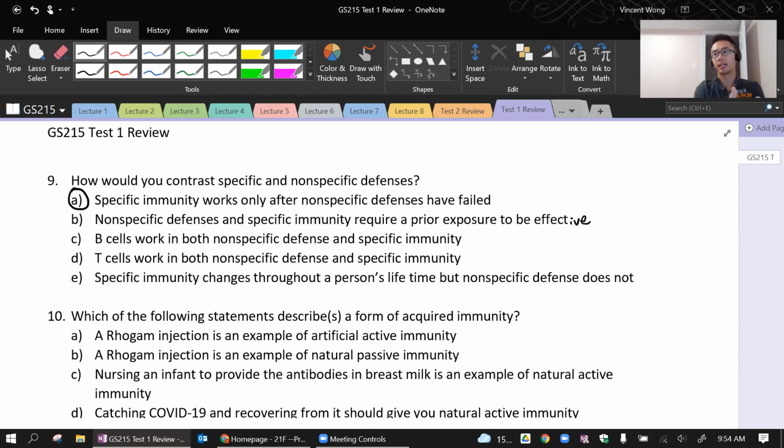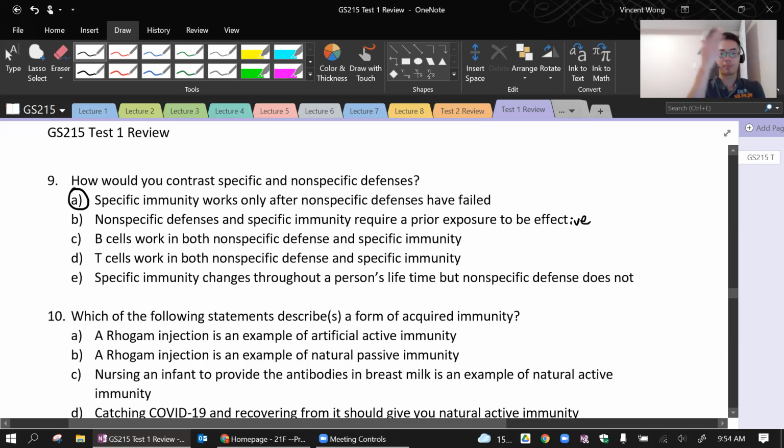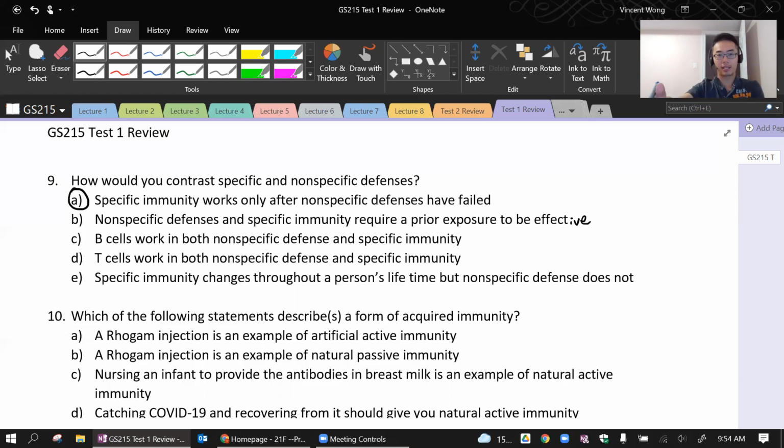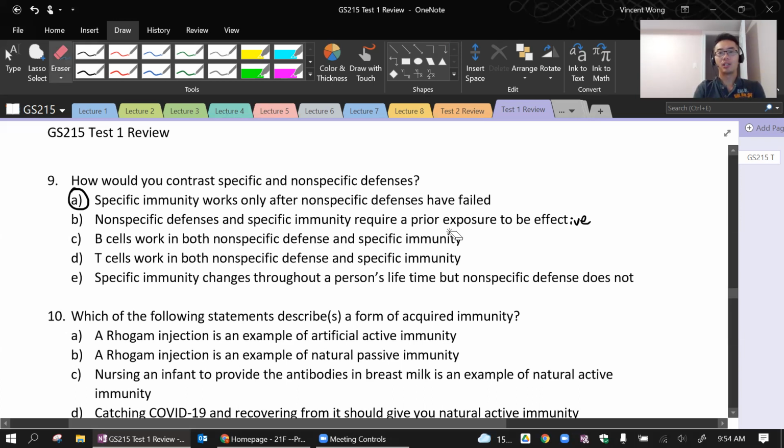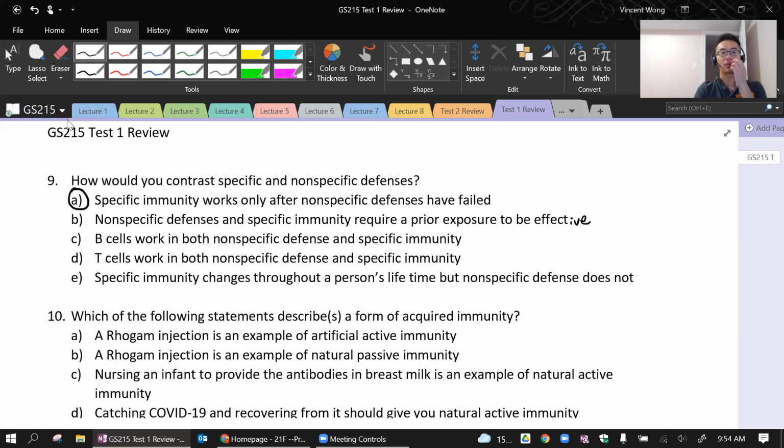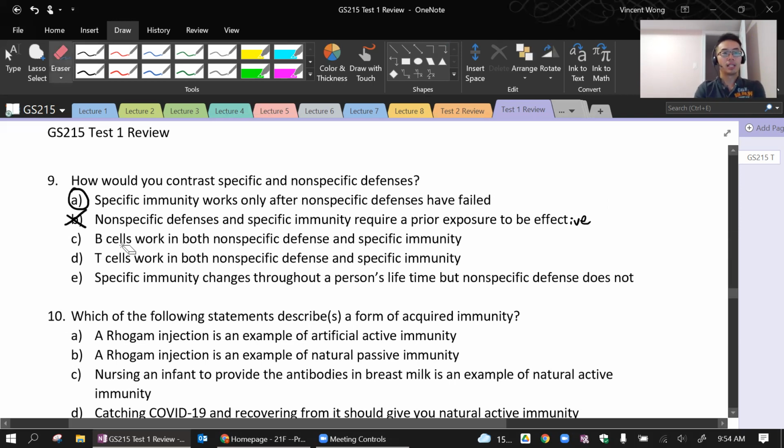Like if I got chickenpox before, then the next time if I get chickenpox again, I'll be able to kill it right away before any symptom shows up. It's more potent, but it's not a requirement for specific immunity to work. Think about it. If in order for specific immunity to work, you need prior exposure, then it would never work in the first place, right? Because we are not exposed to anything when we are born, right? So this is a contradictory statement. This is not true. B cells and T cells both work in non-specific and specific. That's not true. They are both exclusive for specific immunity.